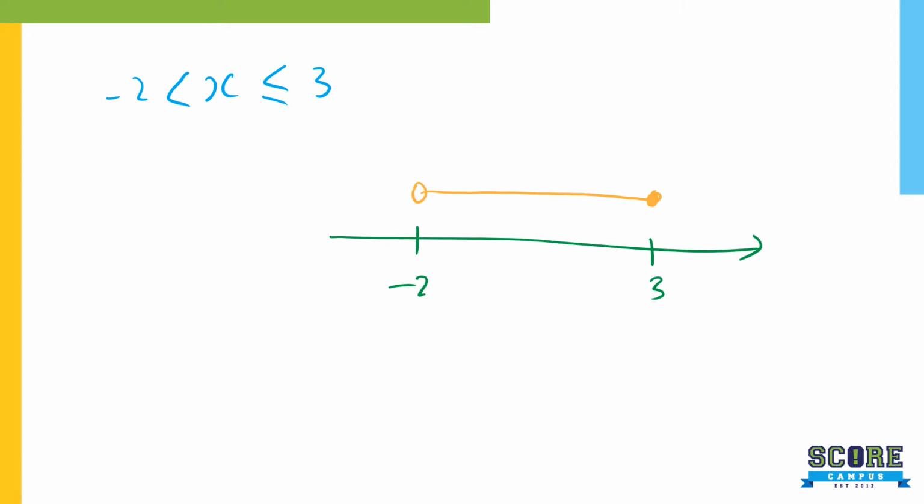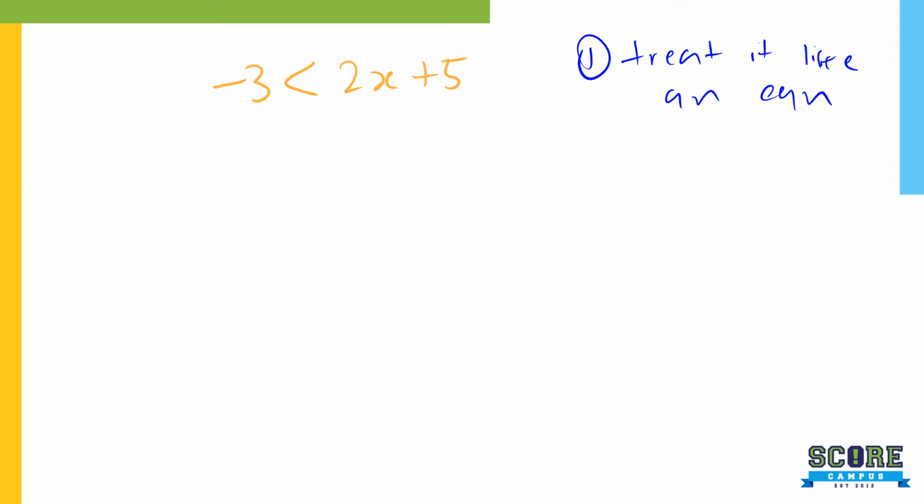Okay, so that's your number line. Now we'll be moving on to solving inequalities. If you are given, for example, questions like this: minus 3 smaller than 2x plus 5. Now the trick to solving inequalities is, firstly, treat it like an equation. No difference. Treat it like an equation.